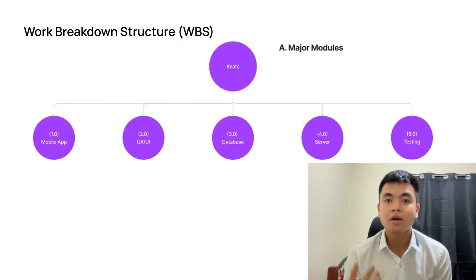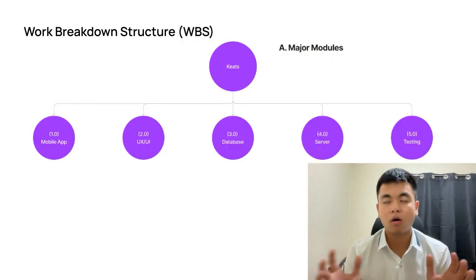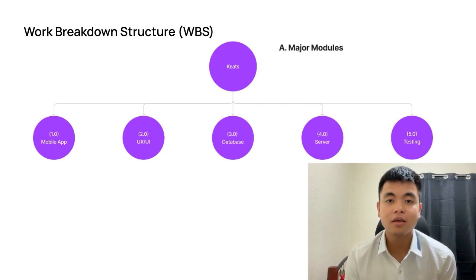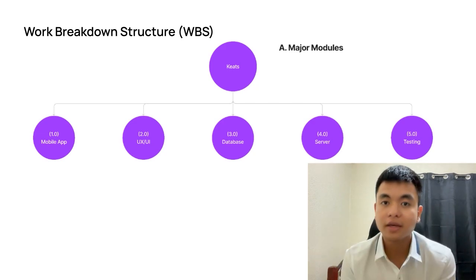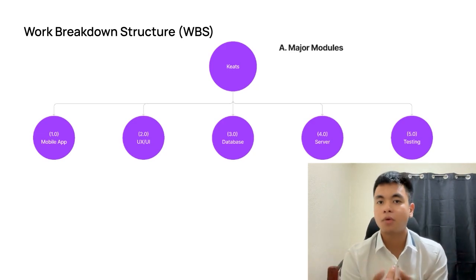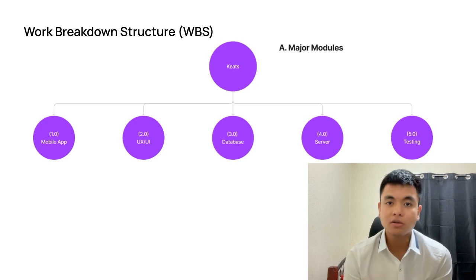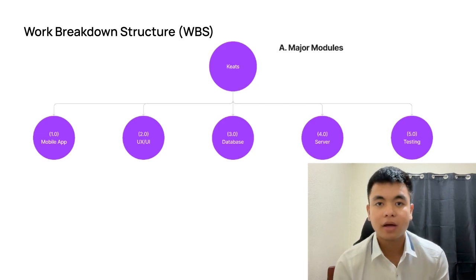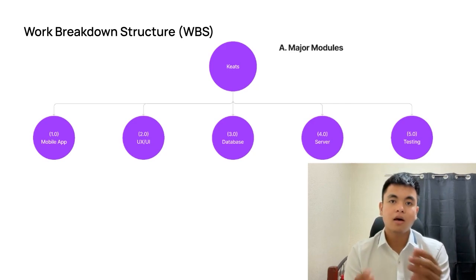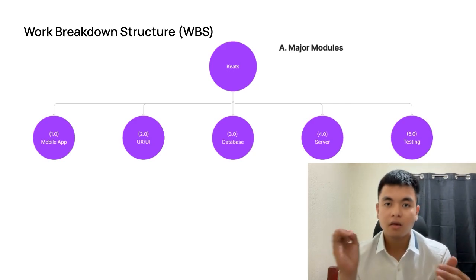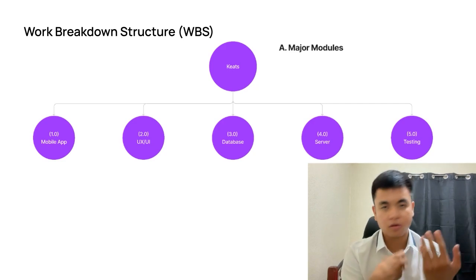Now allow me to talk about our WBS, or work breakdown structure. Overall, we have divided the major modules into five: the mobile app, the UX UI, the server, the database, and the testing. For our mobile app, we had to specify what screens, components, and features we had to develop. For our UX UI, we had to specify the screens that we had to design, the components that we had to design, and the overall structure.